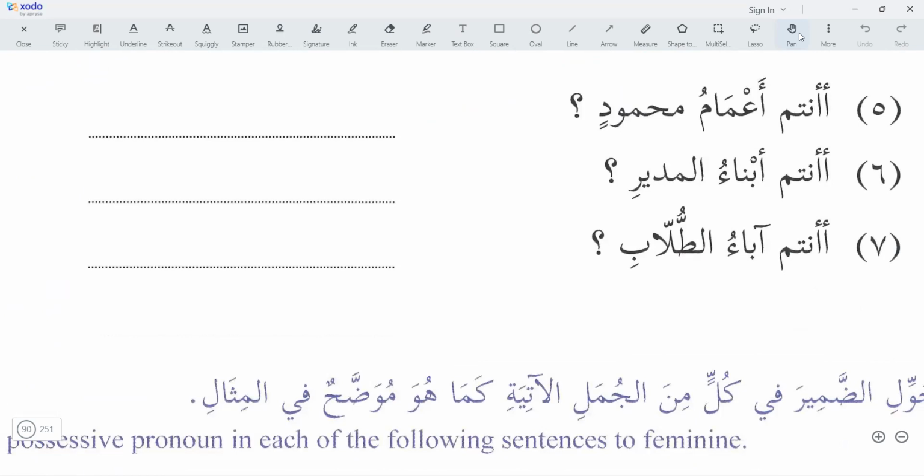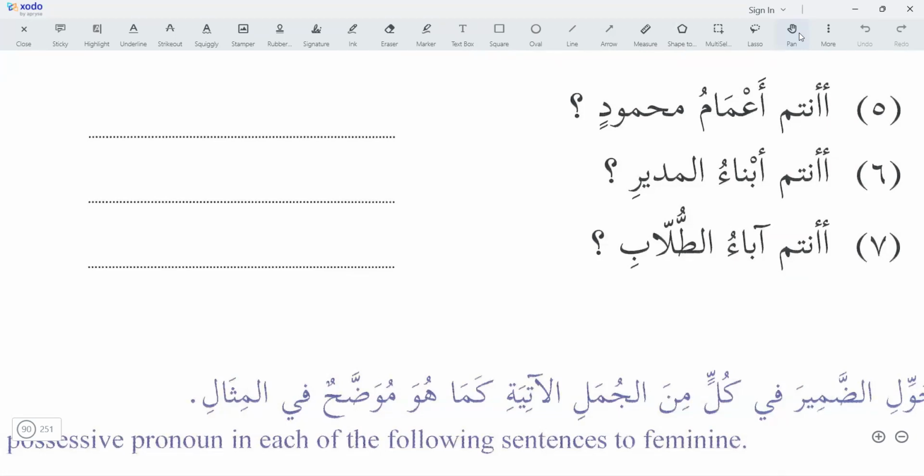Antum a'mamu Mahmudin. Are you... Is a'mam a plural of imam, sir? No. Ammun, uncle. Plural of ammun. Okay, uncles, paternal uncles. Yes. Are you uncles of Mahmud? Antunna ammatu Mahmudin. Are you aunties of Mahmud?